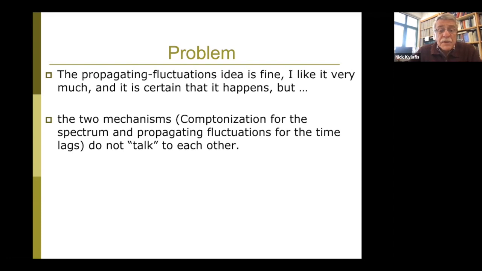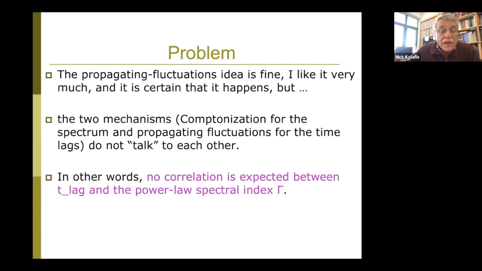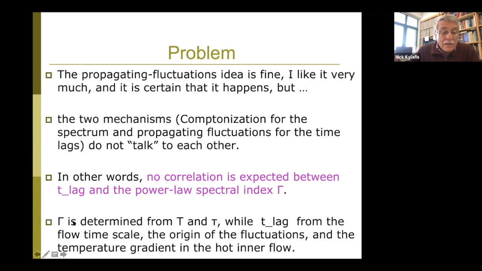The two mechanisms, comptonization in the hot inner flow and propagating fluctuations for the time lags, do not talk to each other. In other words, no correlation is expected between the time lag of the hard photons with respect to the softer ones and the power law spectral index gamma. The reason is that gamma is determined from the temperature and the optical depth of the hot inner flow of the corona, while T lag is determined from the flow time scale, the place where the fluctuation started, and the temperature gradient of the inner flow. So the two are totally different. They don't talk to each other.